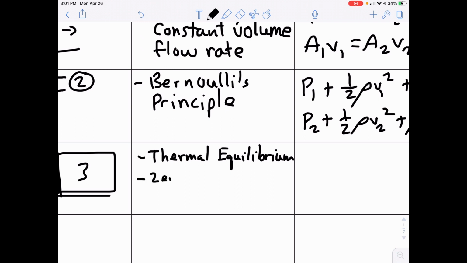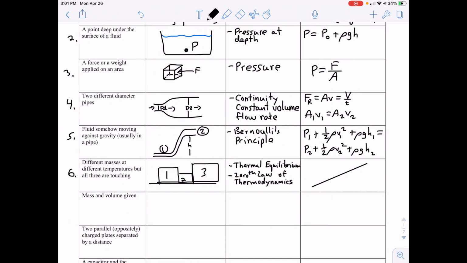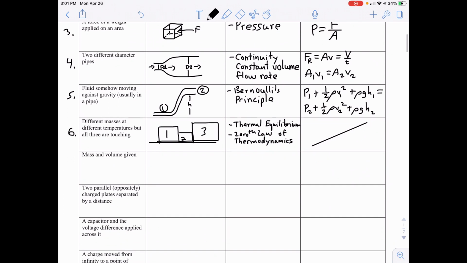It's also known as the 0th law of thermodynamics. No real formula per se, other than to understand the dynamics of heat flow. When objects reach thermal equilibrium, heat no longer flows between the objects.